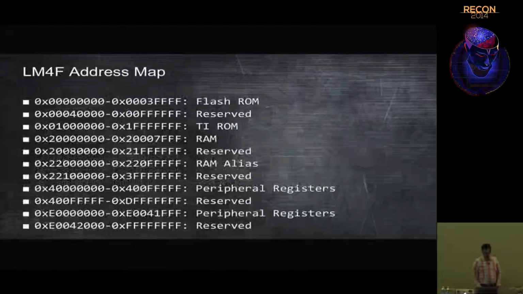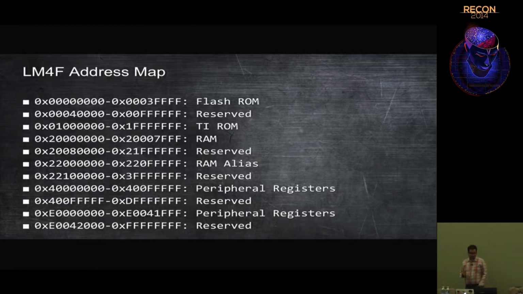So how does it look in terms of flashing this thing? Well, in terms of the LM4F, the actual processor from TI, you've got that first 256K region, which is your flash ROM. And then you've got a vast nothingness till you reach 100,000. What you've got at 1 million? At 1 million, you have the TI ROM.